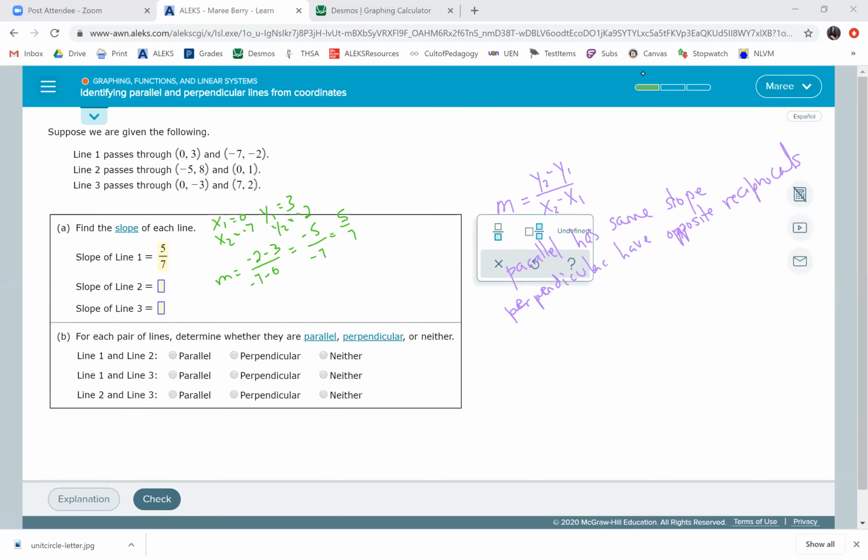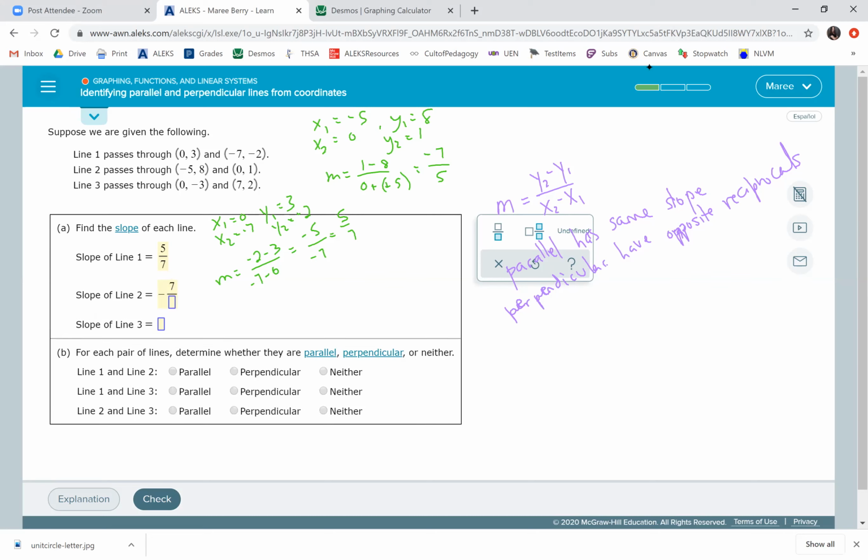And then for line 2, x sub 1 is -5, y sub 1 is 8, x sub 2 is 0, and y sub 2 is 1. So using the formula, we have y sub 2, which is 1, minus y sub 1, which is 8, divided by x sub 2, which is 0, minus a -5. This becomes positive, so our denominator is 5. 1 minus 8 is -7. So -7/5. Notice that's the opposite of the first one and the reciprocal. So these two would be perpendicular.